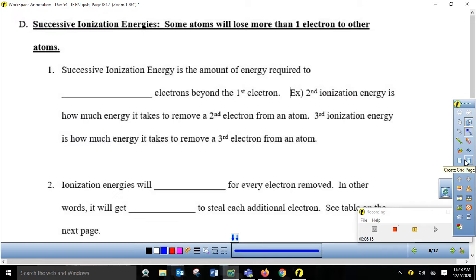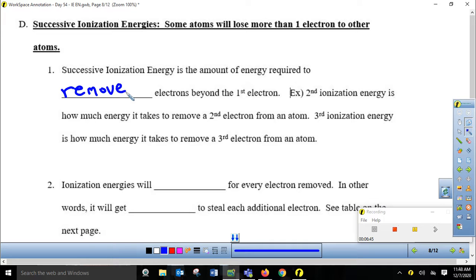All right, that brings us to a little bit of notes today. At the bottom of page 9 in your packet, we see this: letter D, successive ionization energies. Some atoms will lose more than 1 electron to other atoms. Some atoms can lose 2 electrons, some can lose 3, 4 possibly, but that's pretty rare. Successive ionization energy is the amount of energy required to remove electrons beyond the first electron.